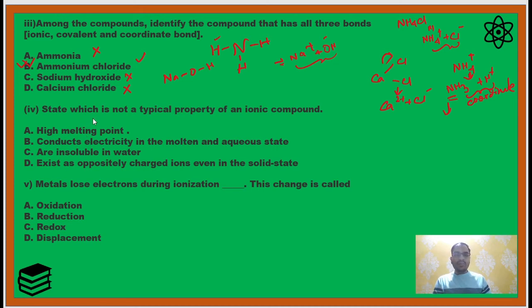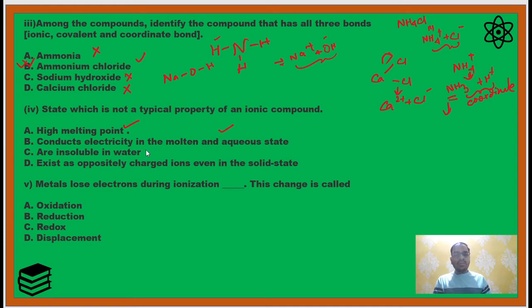Next question is: state which is not a typical property of an ionic compound. Here you are given four properties. You need to just find out which is not the property of an ionic compound. High melting point it has, because of strong interaction. Conduct electricity in molten and aqueous state. Yes, ions are free to move about.